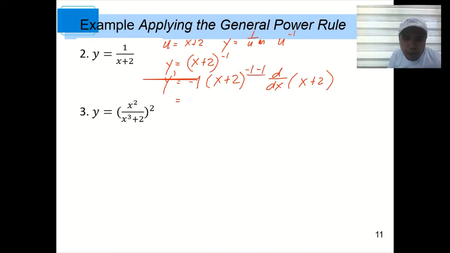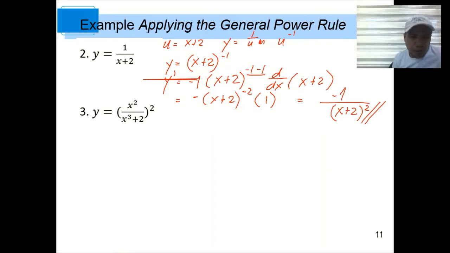so this will be negative 2, this will be negative, so negative x plus 2 raised to negative 2 times 1, derivative of x plus 2. Or, we can simply write this one as negative 1 all over x plus 2 squared.